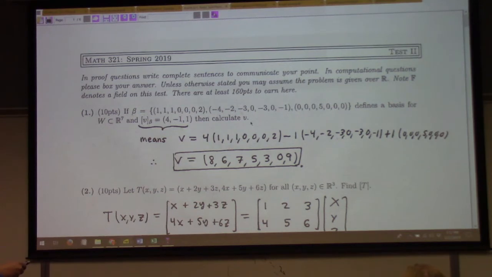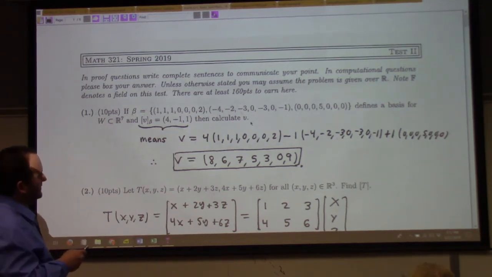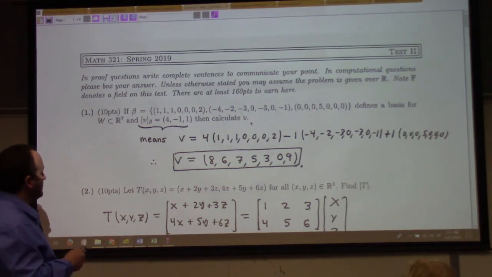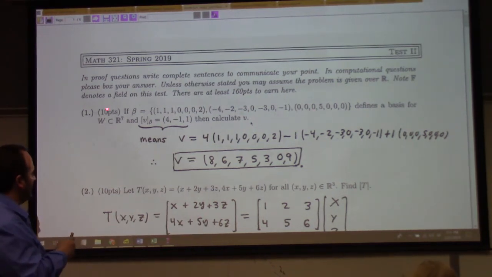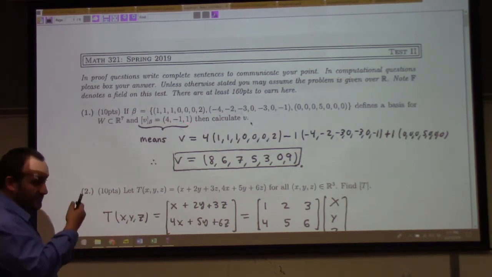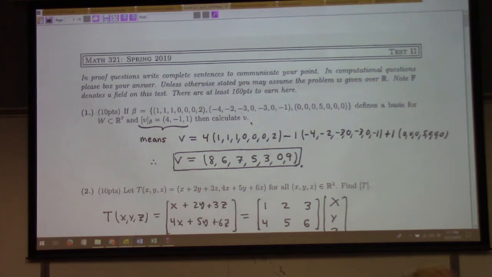So here I gave you a basis of 3 vectors, right? And I told you that I'm thinking of it as a subset of R7, all right? I told you the coordinates of a particular vector are 4, -1, and 1 here. And then I said calculate V. So how do you work this problem? A lot of you, like 70% of the class, did some kind of matrix multiplication here. I think you're misinterpreting my advice to calculate coordinates.